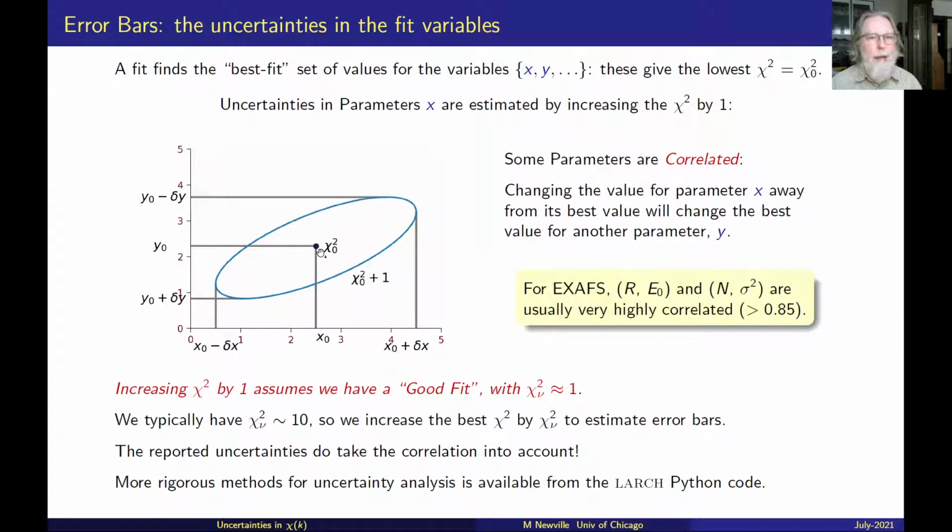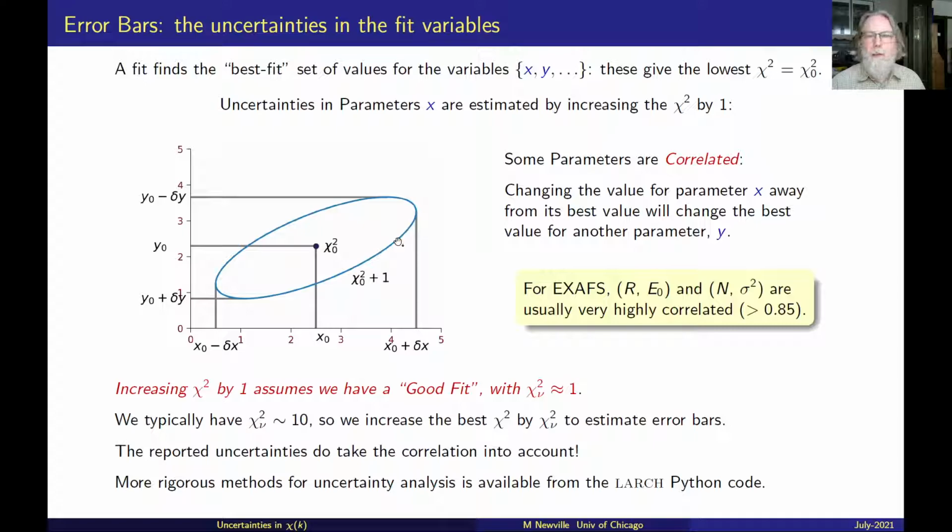If we move away from those best fit values, so if we increase our x parameter by a small amount, then if we go to the place where it's chi-square plus 1, that's generally what's called the 1 sigma error bar, which is what we're reporting here. It's important to remember that when that happens, you can't just move the x parameter out a bit until chi-square increases by 1.